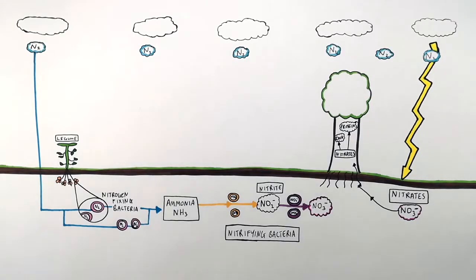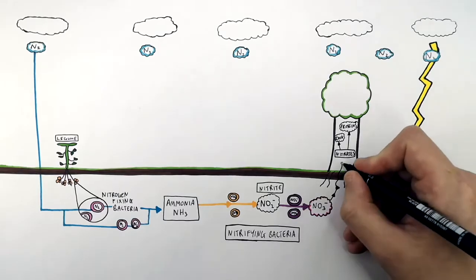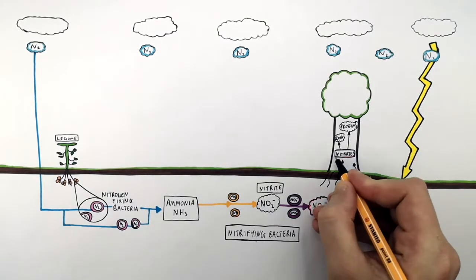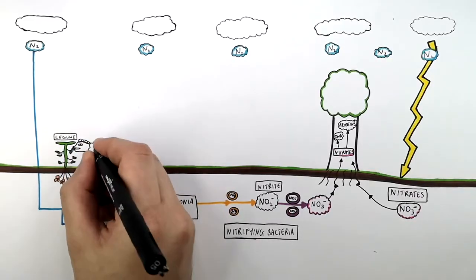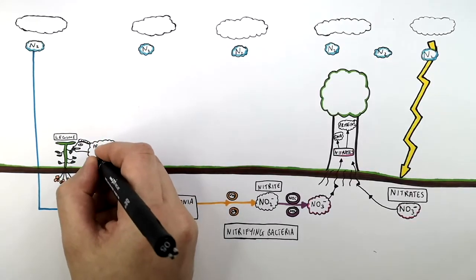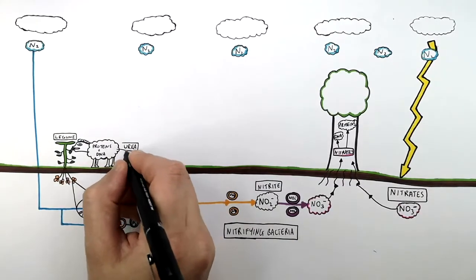And remember, these nitrates that are in the soil are absorbed by plants via their roots. These are used to make DNA and proteins in the plant. So this here is a sheep that is eating the plants so it can build proteins and DNA in its body. Urea is a nitrogen-containing waste product.